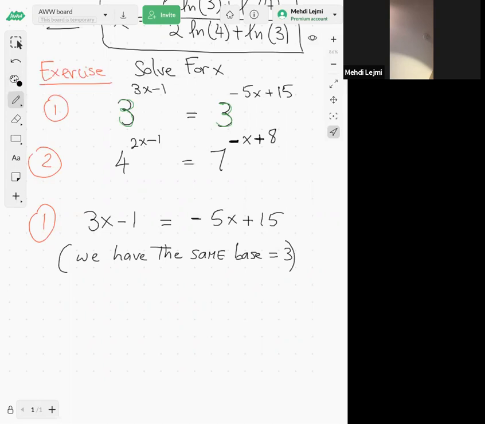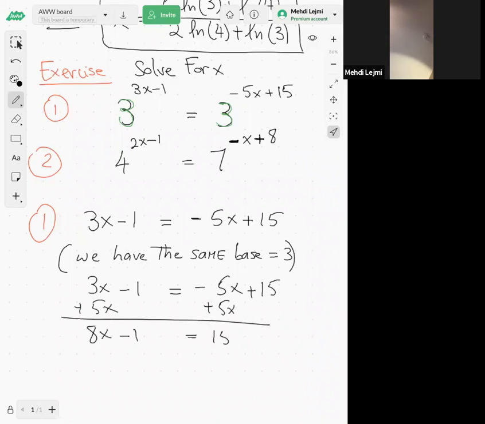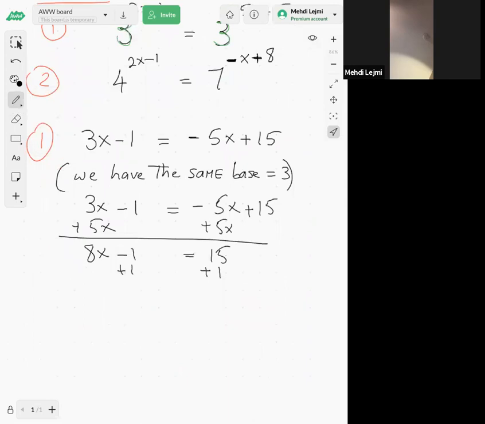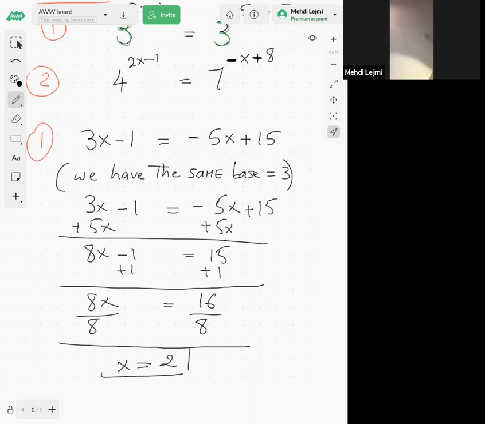So let me write it again here. Minus 5x plus 15. This is plus 5x, so that's 8x minus 1 equals 15. This is plus 1, so that's 8x equals 16, over 8 both sides. And as you said, guys, the solution is x equal to 2, right? And again, there are no conditions on x, so there's nothing to check here. The x equal to 2 is your final answer.